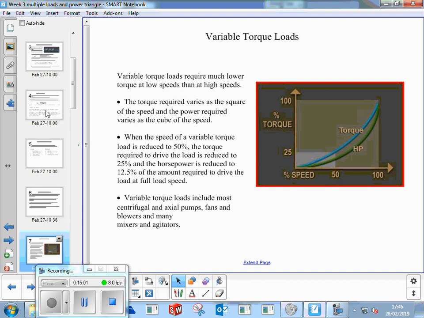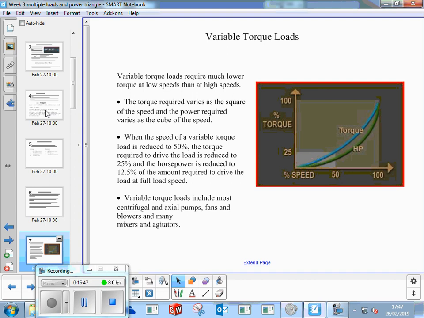So, variable torque loads require much lower torque at low speeds than they do at high. So part of what you're being asked to do is determine whether your application requires variable torque or whether it's a constant torque load. The torque required varies as the square of the speed, and the power required varies as the cube of the speed. When the speed of a variable torque load is reduced to 50%, the torque required to drive the load is reduced to 25%, and the horsepower to 12.5%. So it's quite graphic how much that can reduce the power requirements when you reduce the speed that you're driving at.